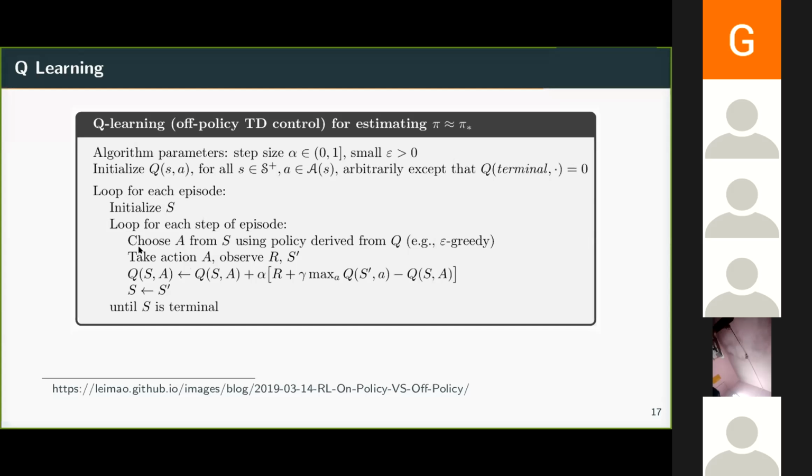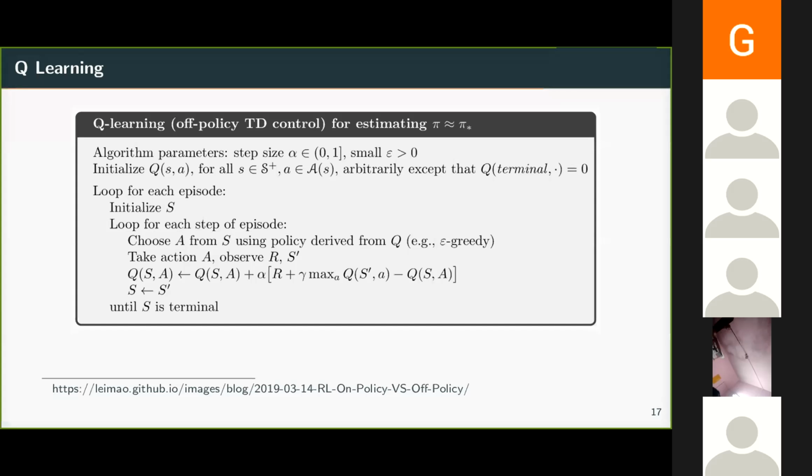Then, loop for each step of the episode. If the episode has 100 steps, for each step of the episode, for a given state, you choose an action. This action comes from your epsilon greedy algorithm. If I am to exploit, I will do something. If I am to explore, I will do something else. That is what we are doing by choosing an action A. Then, once you choose the action A, observe the reward and the S prime.